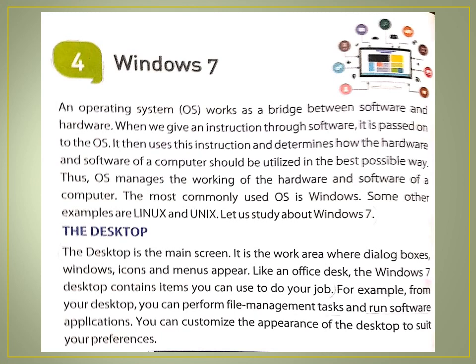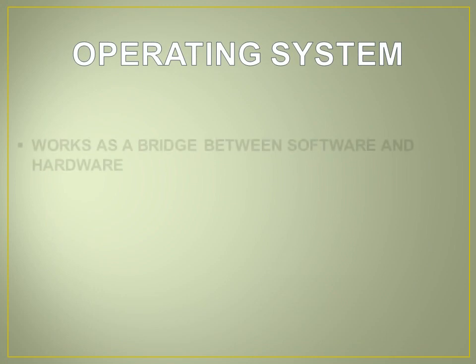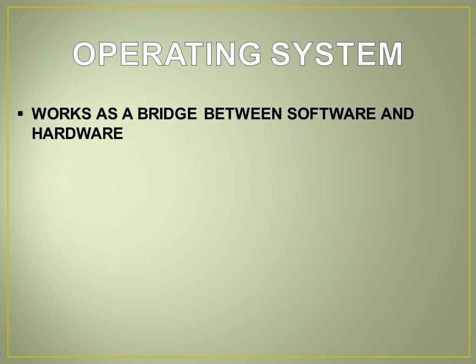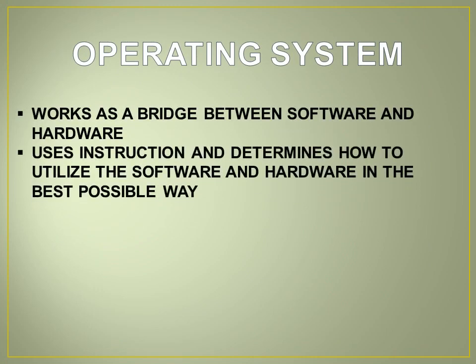And it then uses this instruction and determines how the hardware and software of a computer can be utilized in the best possible way. So the first concept about operating system is that it works as a bridge between software and hardware. And the second concept is that it uses instruction and determines how to utilize the software and hardware in the best possible way. Clear to all?